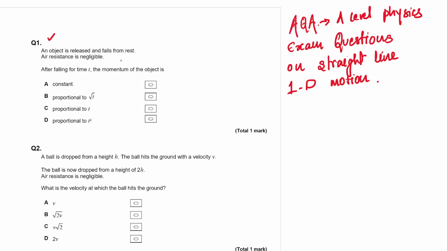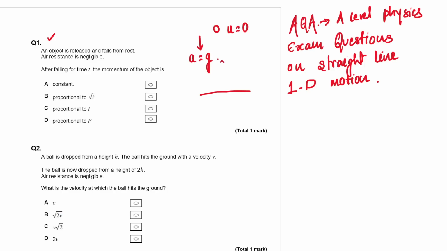An object is released and falls from rest. As I've always been telling you, always draw the diagram. Even if it is a one marker, there's no harm in making a simple line diagram, especially when we are learning. Released from rest means its starting velocity is 0. Because it's falling, the acceleration will be acceleration due to gravity. Air resistance is negligible. After falling for time t, what is the momentum of the object?